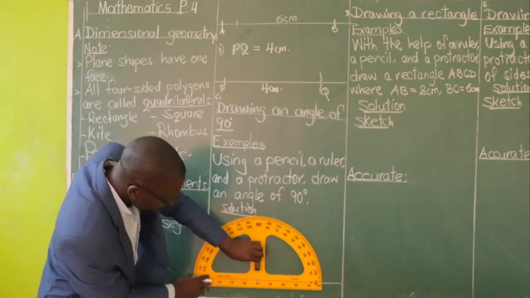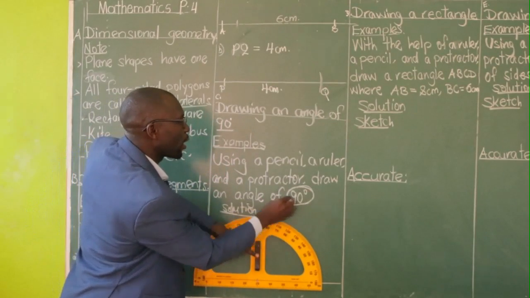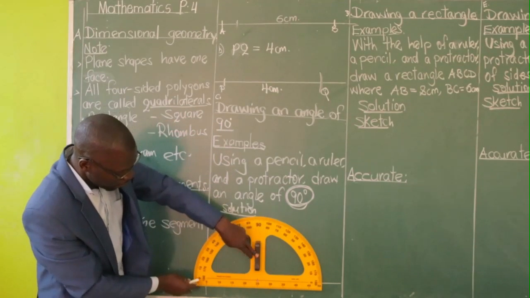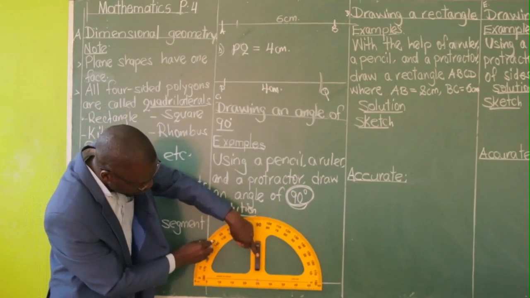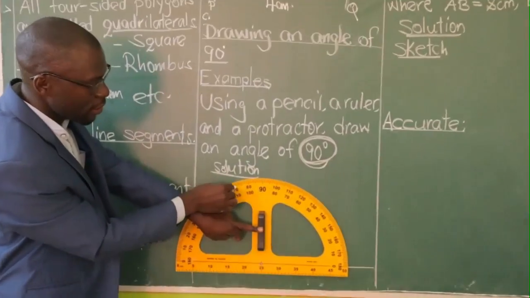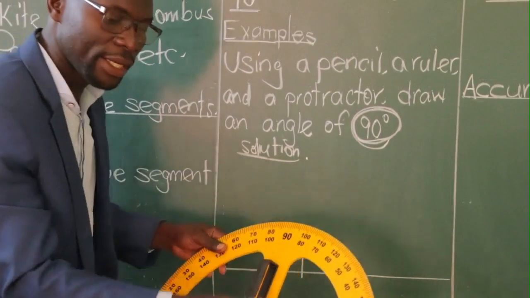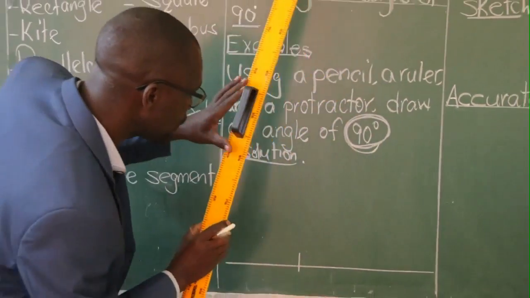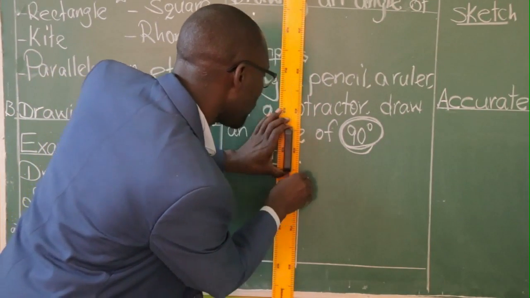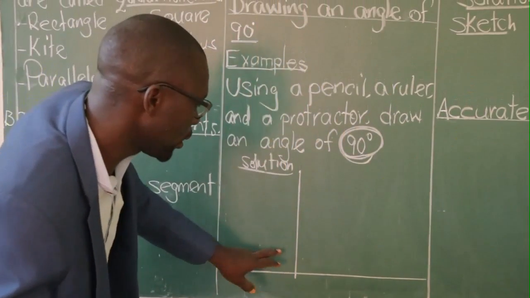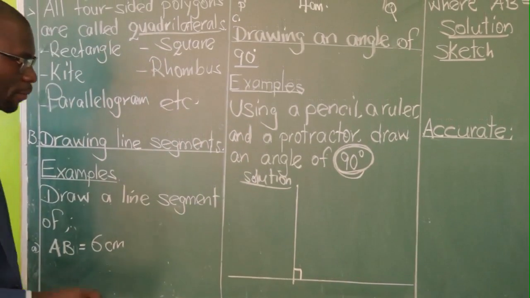So now, mine is here. I'm going to start counting, not until I get the angle of 90 degrees. So I'll start from here and say 0, 10, 20, 30, 40, 50, 60, 70, 80, 90. And then I put a point there. And then I get my ruler and join that point and the starting point that I have drawn. So you see, and then I'll put there the symbol of 90 degrees.